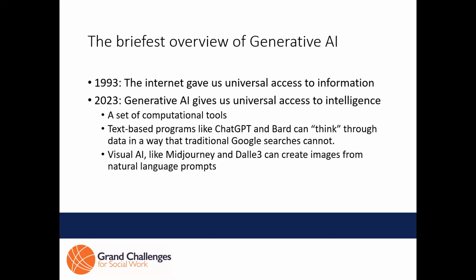So you've got this set of computational tools. You have text-based programs like ChatGPT and Bard that can think through data in a way that traditional Google searches cannot. And you have visual AI, things like Midjourney and DALL-E 3, that can create images from natural language prompts. So when we think about this new era that we're in, a third epoch of computation, what does it mean for education?